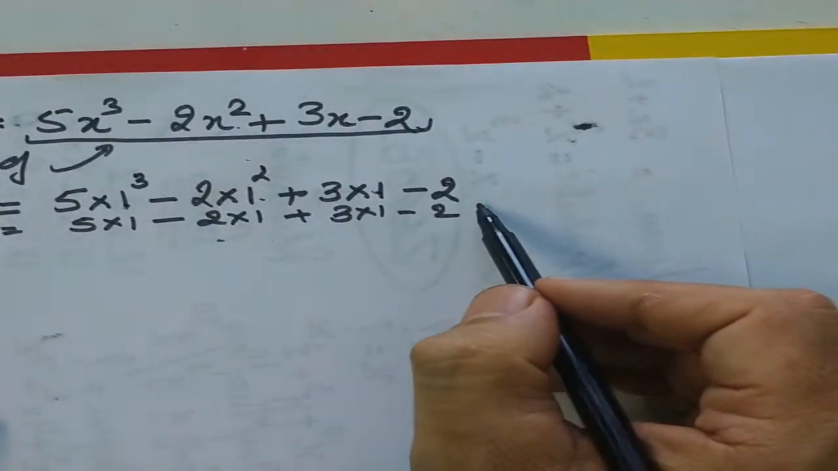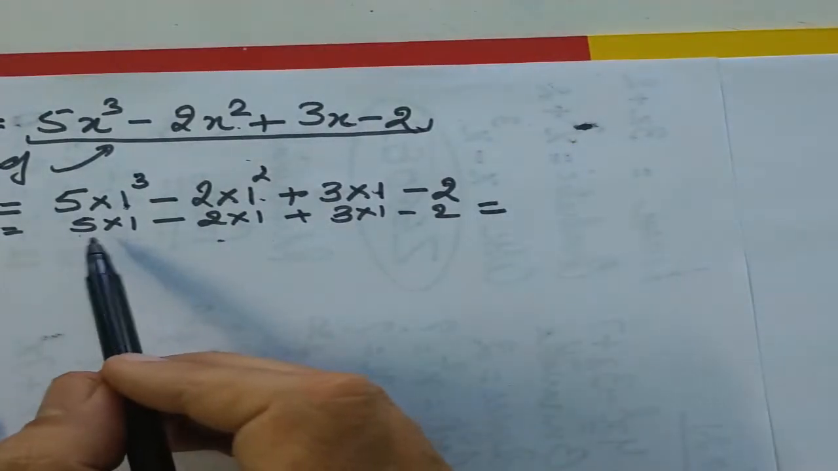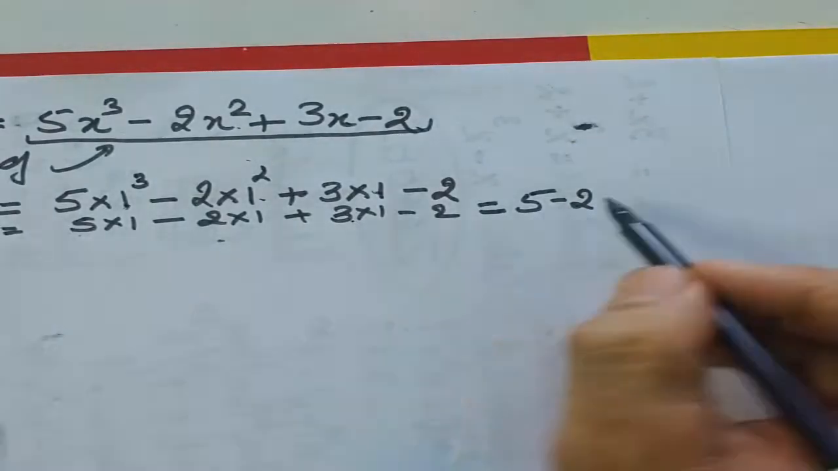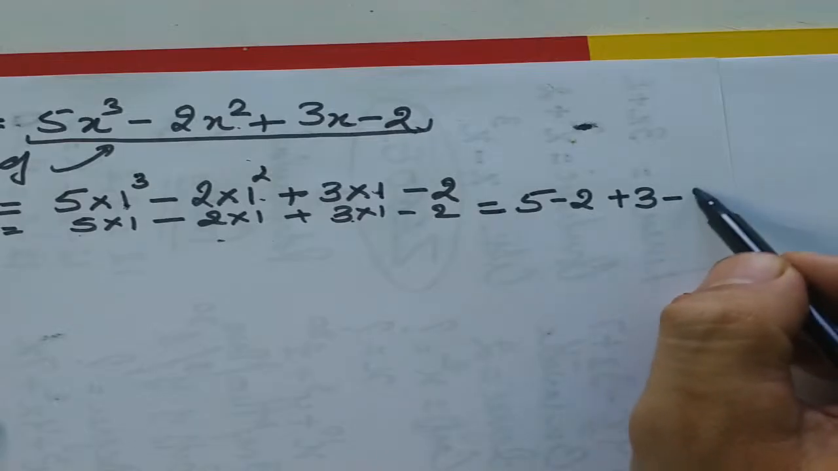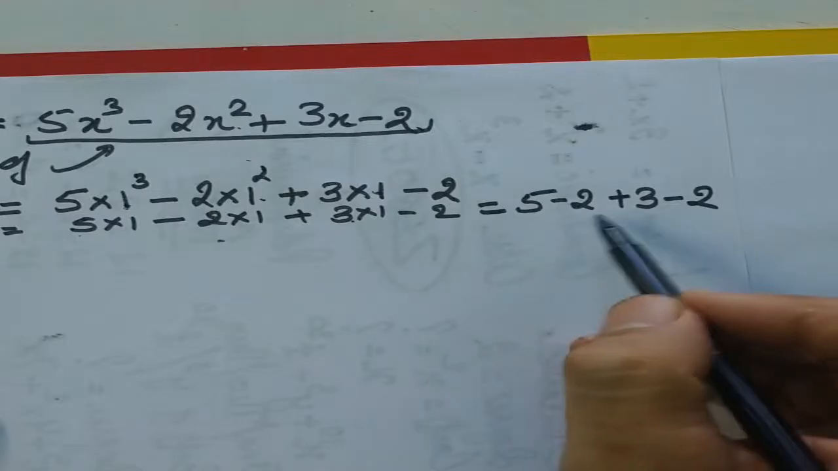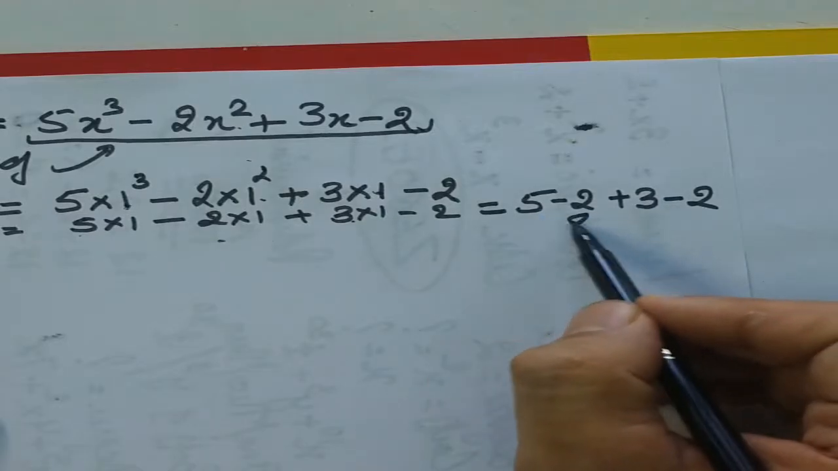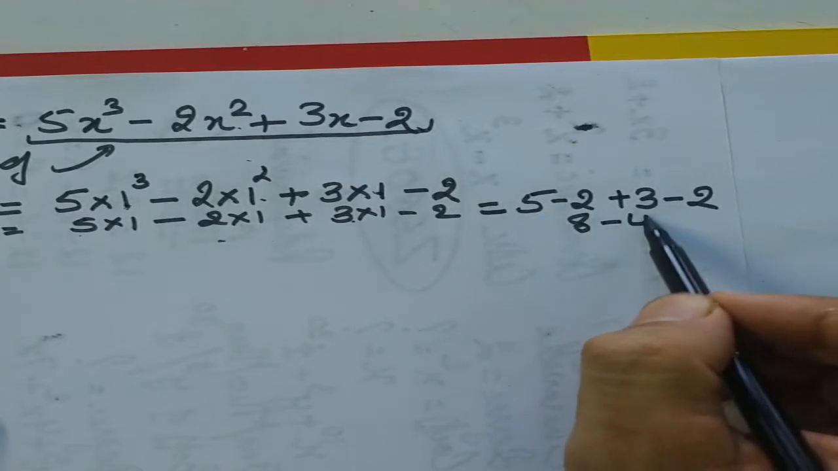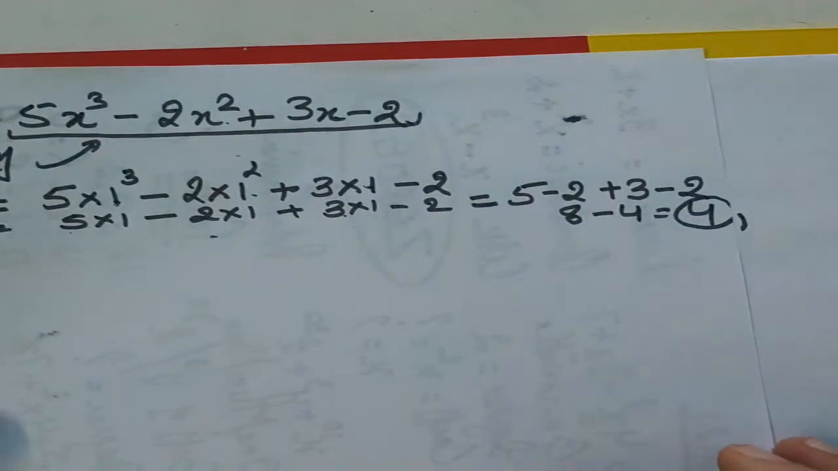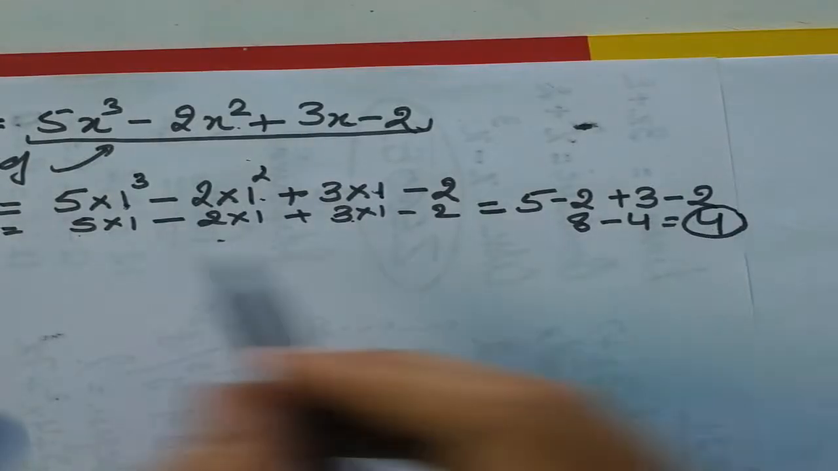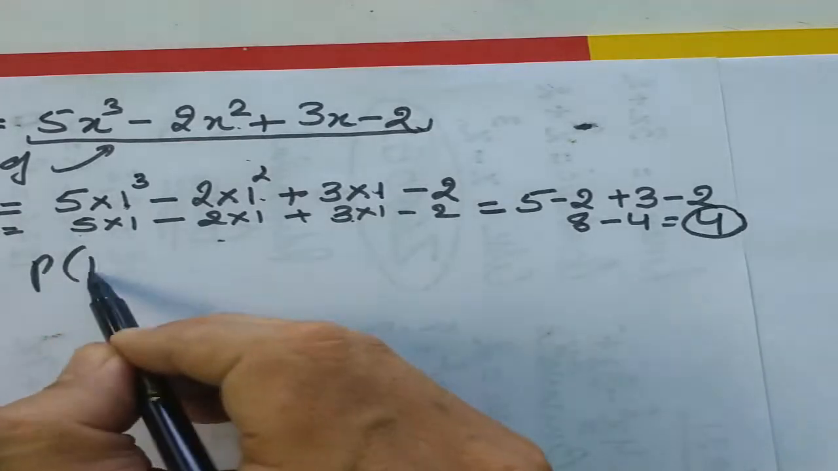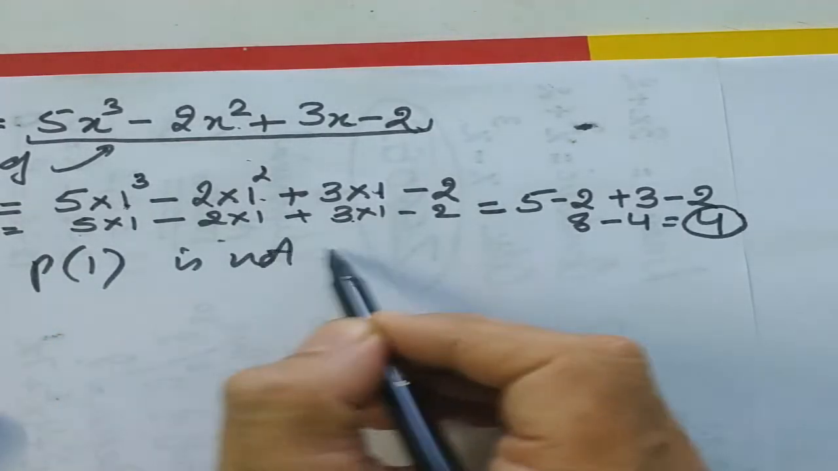So what is the answer? 5 into 1 is 5, 2 into 1 is 2, 3 into 1 is 3, and minus 2. Now what is the total answer? 5 and 3 is 8, 8 minus 4 is 4. Now since 4 is coming and it is not 0, therefore 1 is not a zero. I can say p of 1 is not a zero.